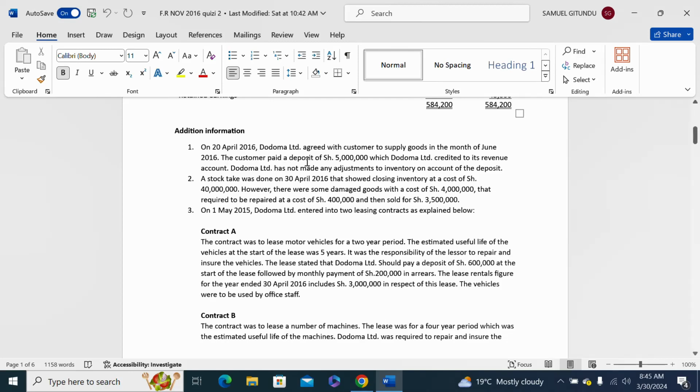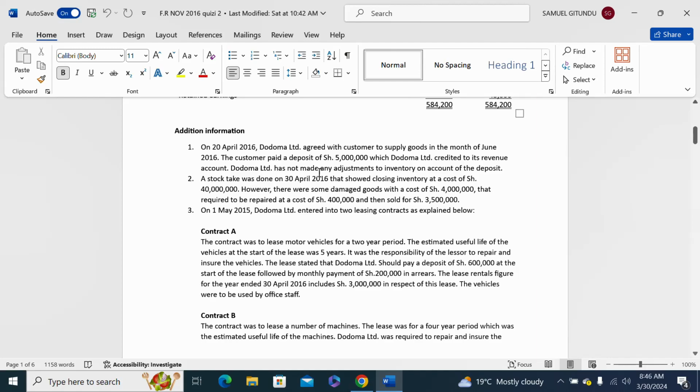But the customer paid a deposit of shillings 5 million, which Dodoma Limited credited to its revenue account. This 5 million should not be credited to the revenue account because that deposit does not relate to supply of the current period. It relates to supply of the next period, which will start on 1st May 2016.